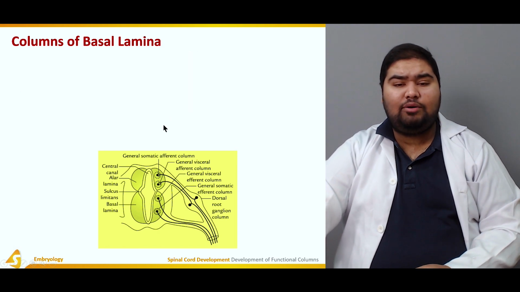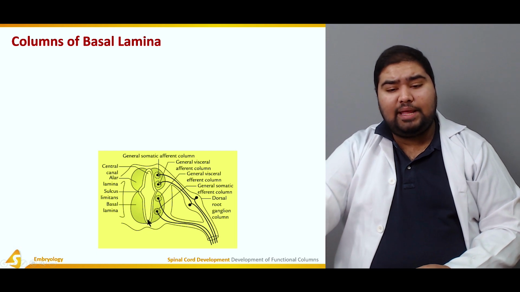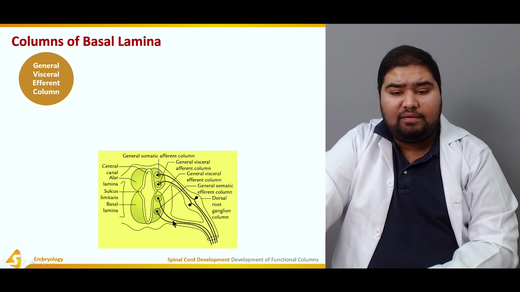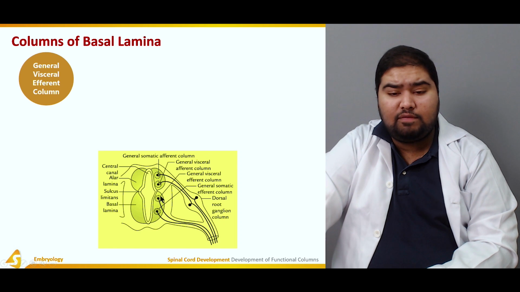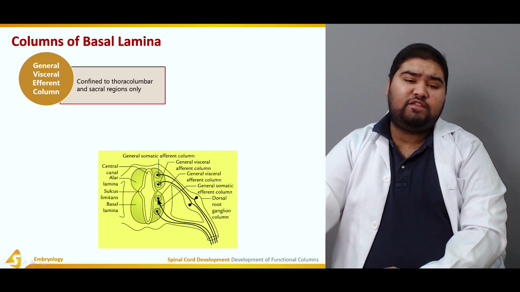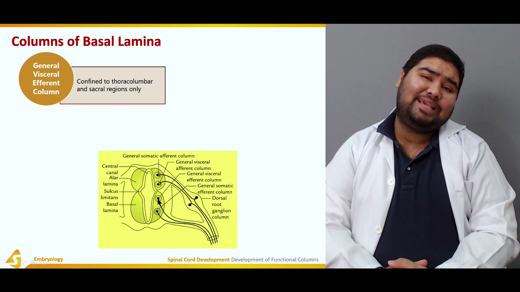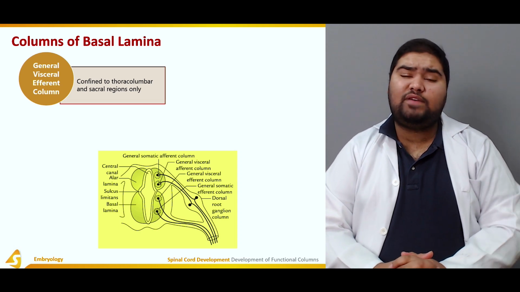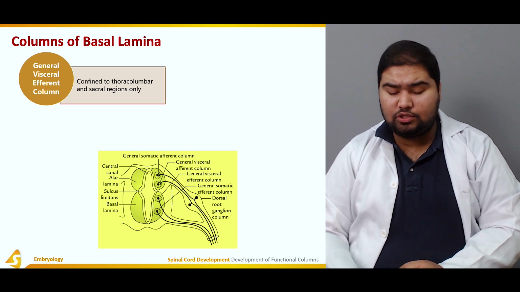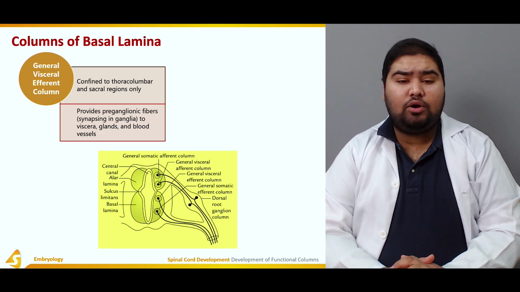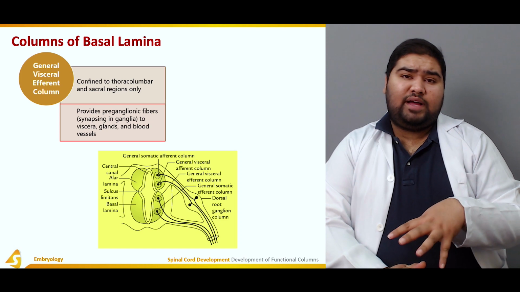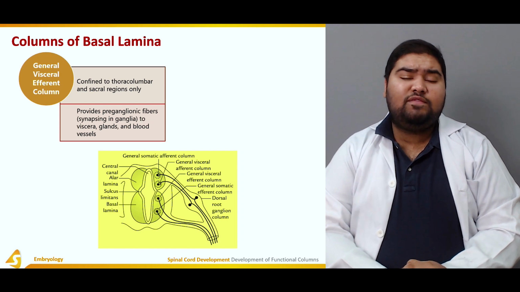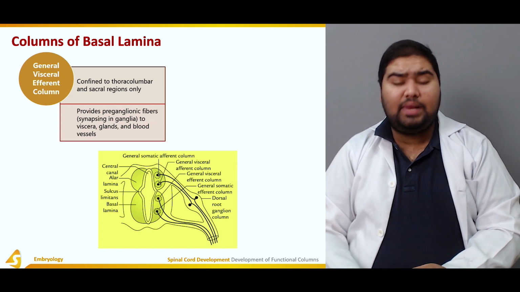So moving on, now let's talk about the columns of the basal lamina. We have two columns in the basal lamina. We have the general visceral efferent column. Here, this is the general visceral efferent column. It is confined to the thoracolumbar and the sacral regions only. Again, it has visceral in its name, so it is confined to those regions. It provides preganglionic fibers. Preganglionic fibers are the fibers which first synapse in the ganglia. It supplies these fibers to the viscera, to the glands, and to the blood vessels.